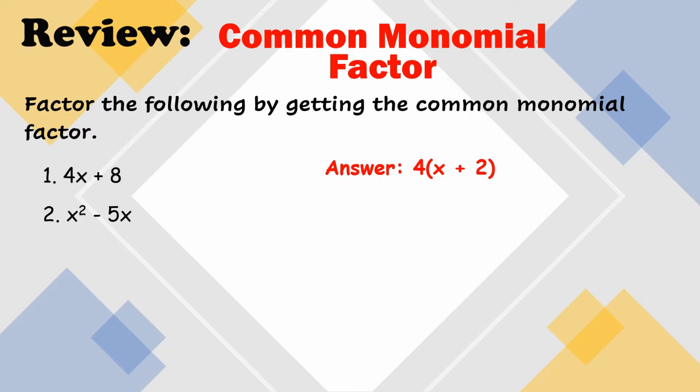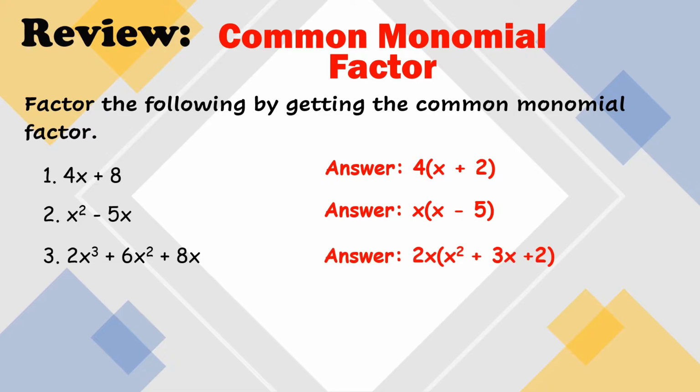For this one, the common monomial factor is x. Since x squared and 5x are both divisible by x, we will have x times x minus 5, and x is our common monomial factor while x minus 5 is the other factor. This can be obtained by dividing x squared minus 5x by the common monomial factor x. Next, let's have 2x cubed plus 6x squared plus 8x. The common monomial factor for this is 2x.